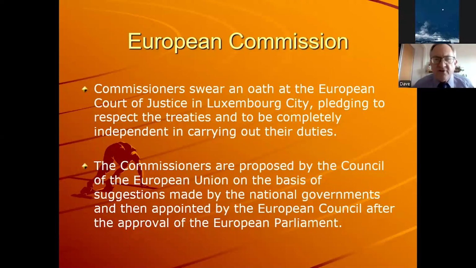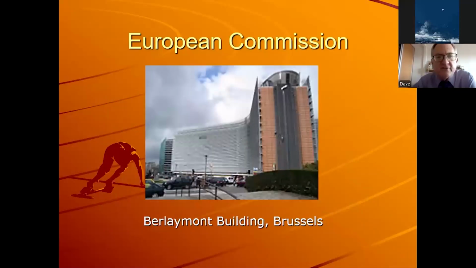The commissioners are proposed by the Council of the European Union on the basis of suggestions by their national government. So again, it begins with the member states. They select who they want to be their commissioner. Now remember, each member state gets only one commissioner. So the governments of the member states nominate somebody, they select somebody, and then this has to go through an approval process. And the European Parliament, as we said, has to approve that. And then finally, they can be incorporated into the College of Commissioners.